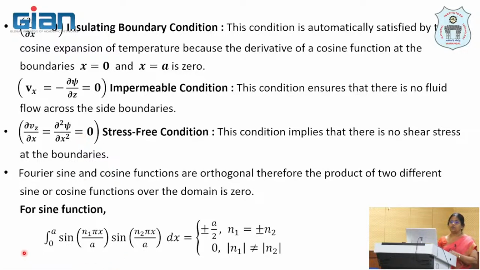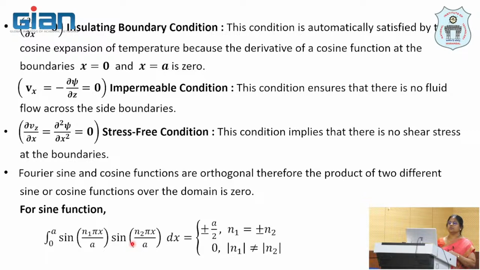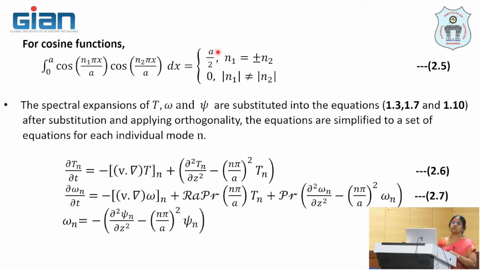Coming to the next step, what we are going to use is the orthogonality condition. The integral of sine n1 pi x by a times sine n2 pi x by a dx, if n1 equals n2, will have this value. Otherwise, if they are not equal, it will have the value 0. This is the orthogonality condition we come across for these two. Similarly, we are going to write it down for the cosine function also. Here for the sine, and next one is for the cosine.